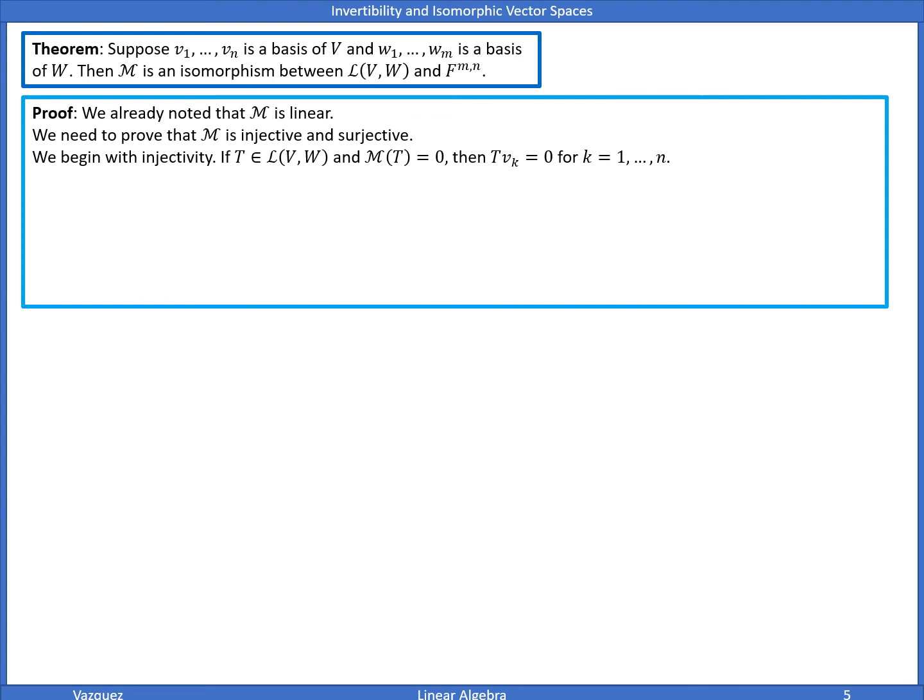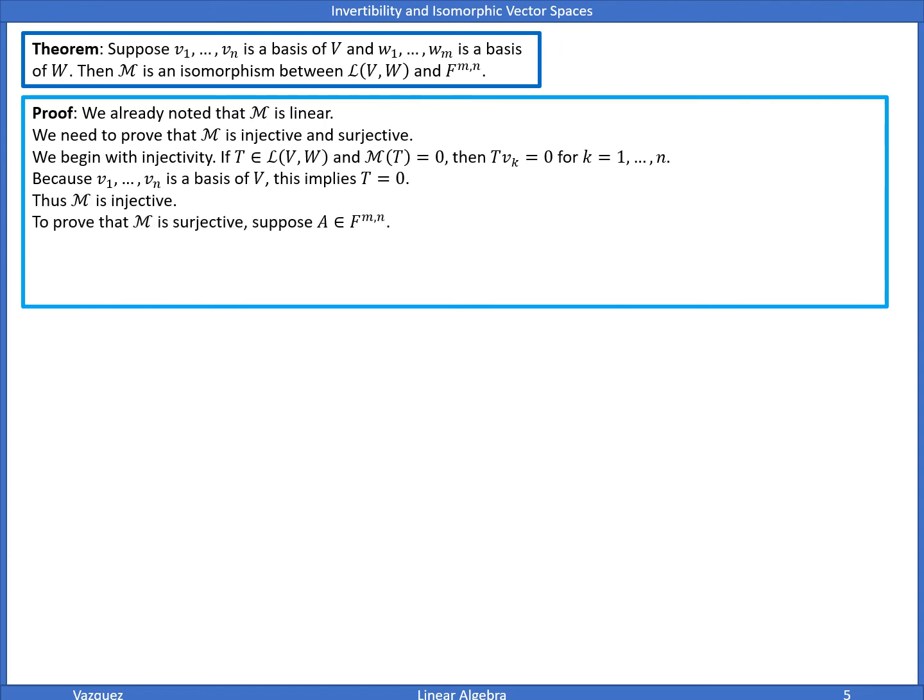So, for injectivity, if T is a linear map from V to W, and the matrix of T is 0, well then T of Vk is equal to 0 for all k from 1 through n. And because V1 to Vn is a basis of V, this implies that T is 0. So what does that show? That's showing just injectivity.